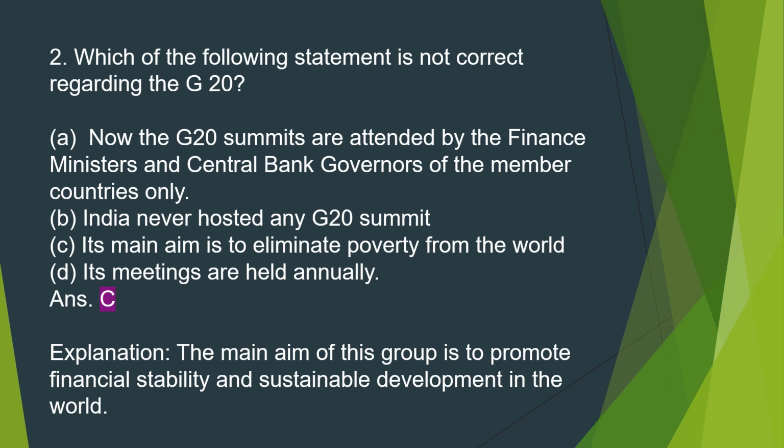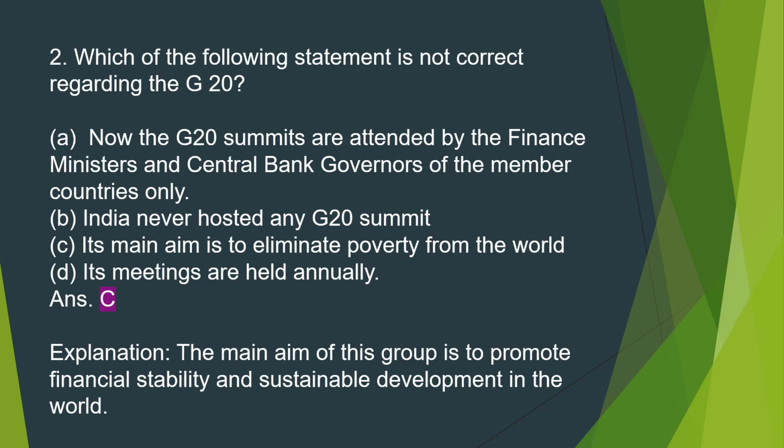Question number 2. Which of the following statements is not correct regarding the G20 summit? Option A. The G20 summits are attended by the finance ministers and central bank governors of the member countries only. Option B. India never hosted any G20 summit. Option C. Its main aim is to eliminate poverty from the world. Option D. Its meetings are held annually. So the correct answer is option C.